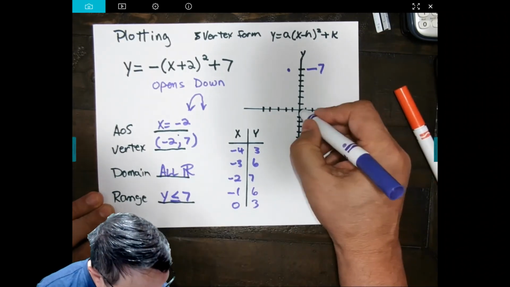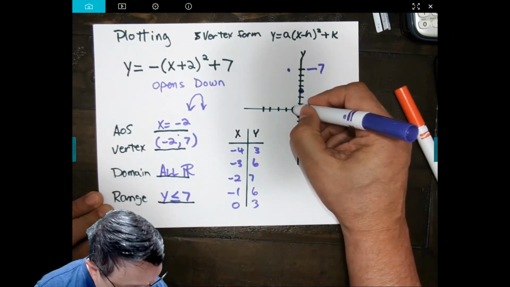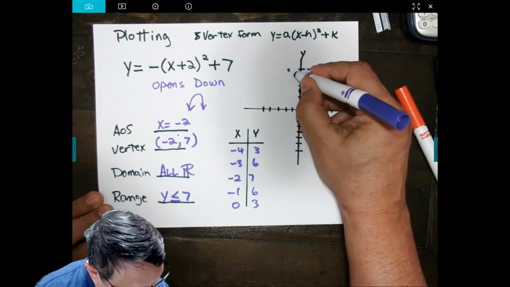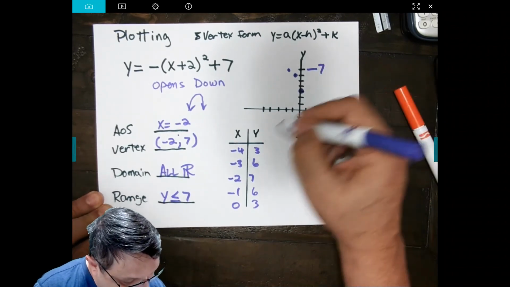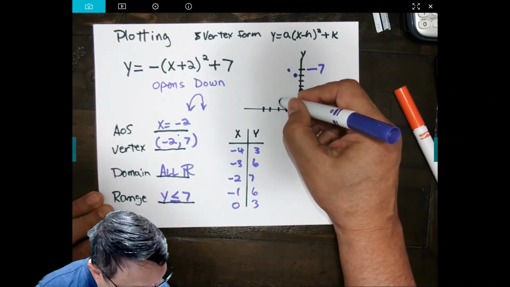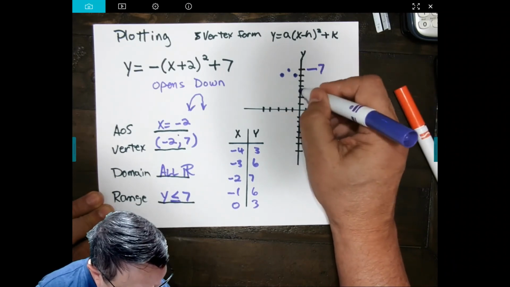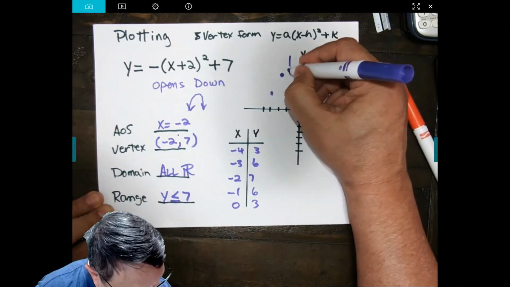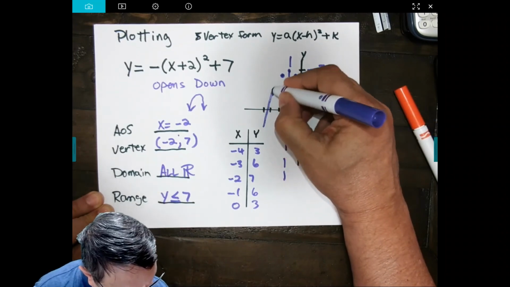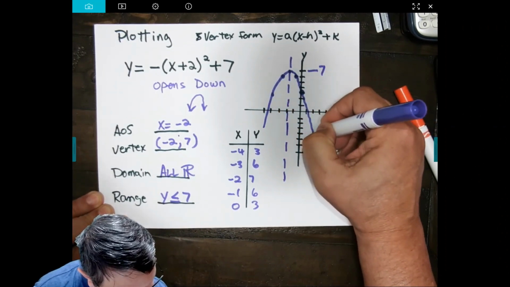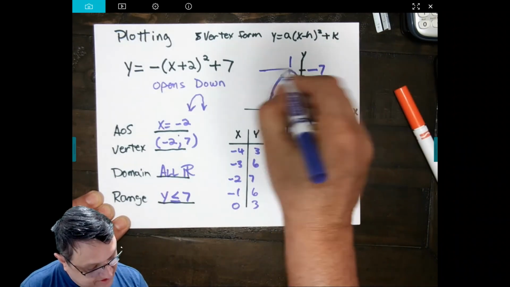So we have 0 and we have 3. We have negative 1 and we have 6, about right there. We have negative 2 and 7, that's our vertex. We have negative 3 and 6, which is symmetrical right here. And the last one is negative 4 and 3, which is symmetrical here, about our axis of symmetry. So we know our parabola looks like this. It continues on forever, and you can see now our range is everything y less than or equal to 7.